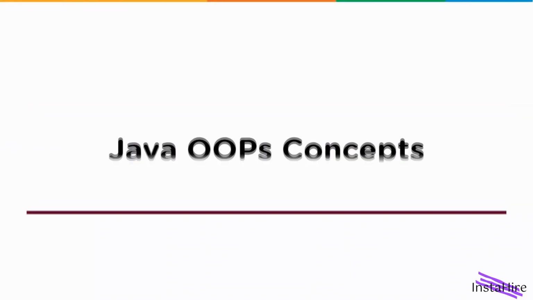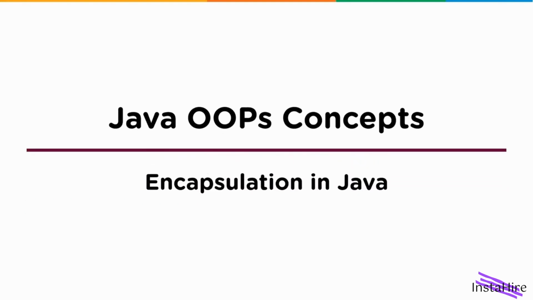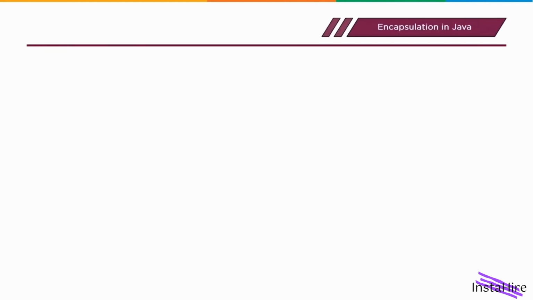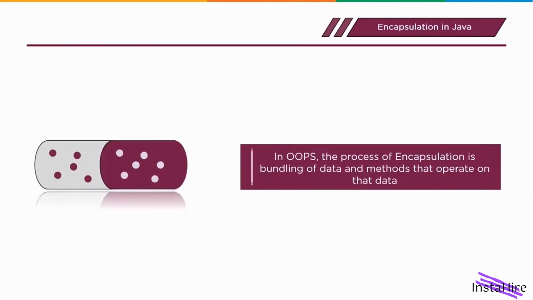Now with this, let's enter into the next object-oriented programming concept, that is encapsulation. So what exactly is encapsulation? Encapsulation in Java can be defined as a process of encapsulating or bundling the data and methods that operate on that particular data. So in simple terms, you're trying to combine the data members in a class or an object along with the data manipulating methods of the class or an object.